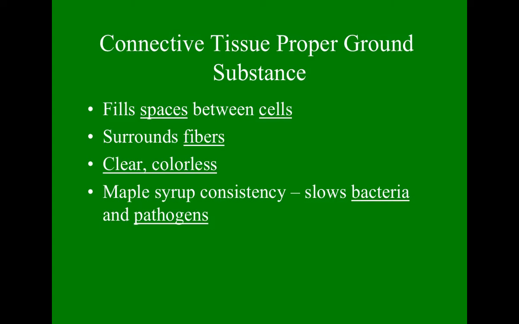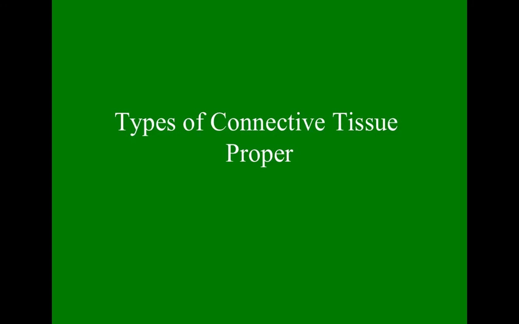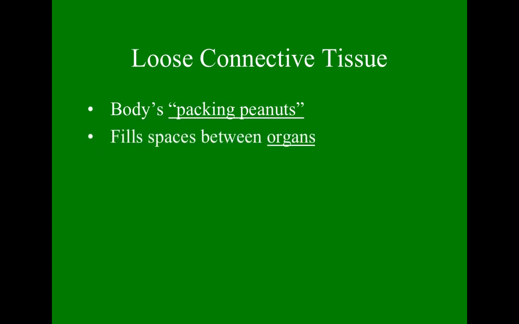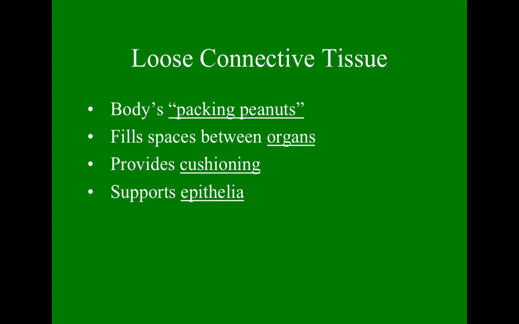So now what we're going to do is we're going to take these different components and actually see how what is present determines the type of connective tissue proper that we have. The first type is loose connective tissue. These are the body's packing peanuts. They fill the space between organs, so the tissue that lies in between our organs is loose connective tissue. It helps to provide cushioning as well as support the epithelia.